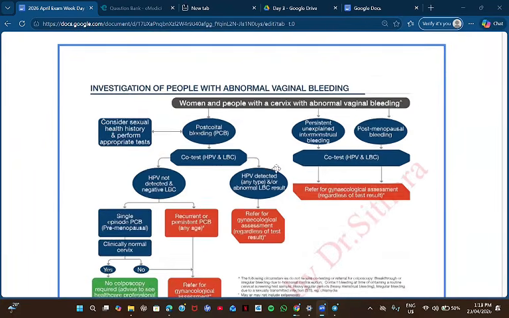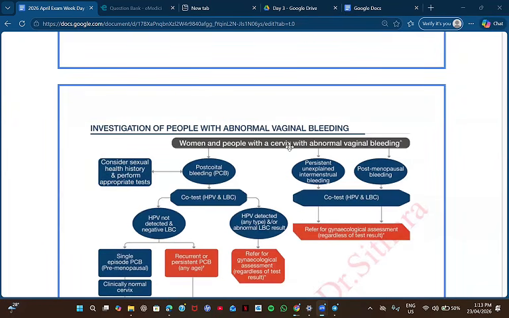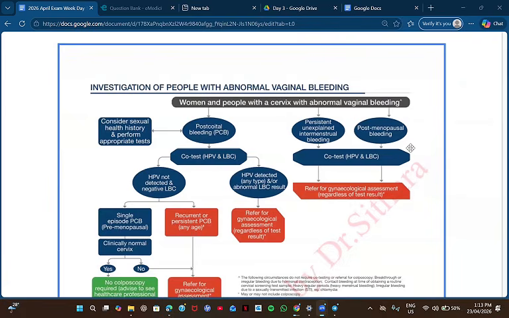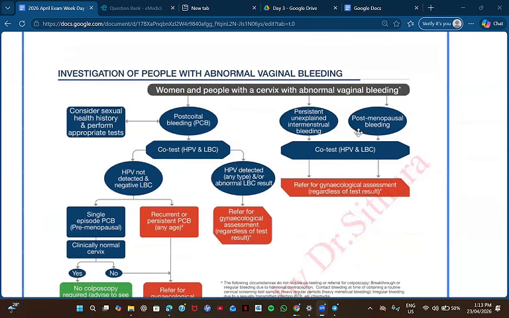Okay, this is the guideline. Investigation of people with abnormal vaginal bleeding. If it is postmenopausal bleeding, we are initially doing the core test, right? And refer for gynecological assessment regardless of the test result, right? Because we always need to rule out malignancy. We have to always rule out endometrial cancer first.